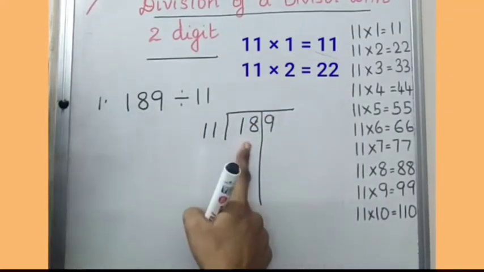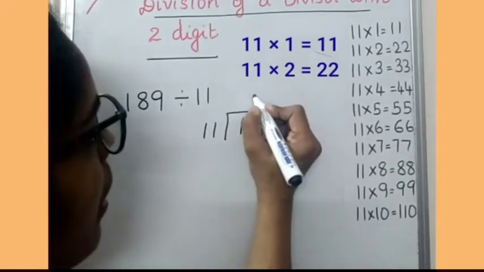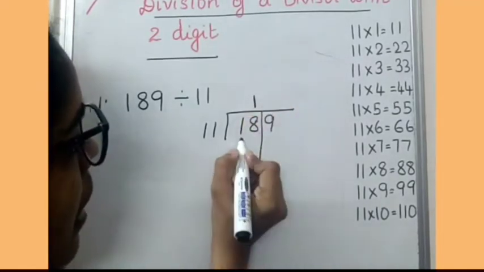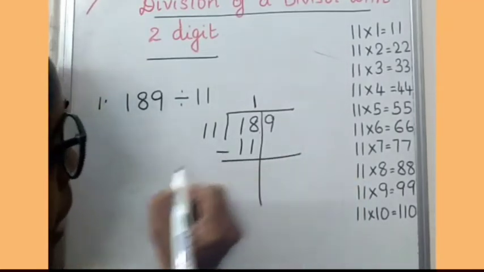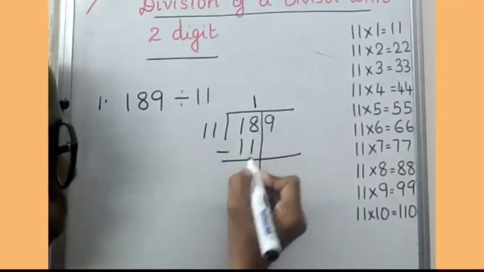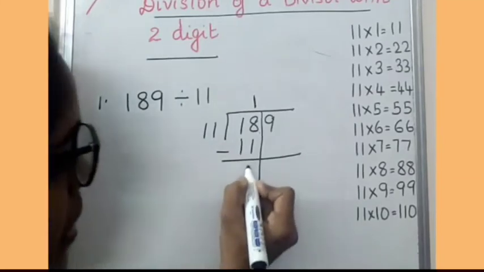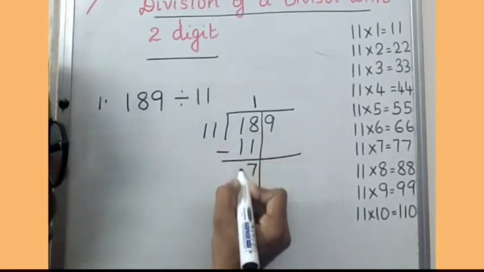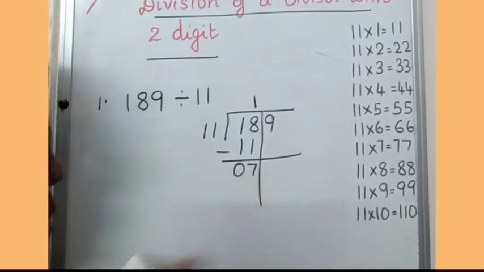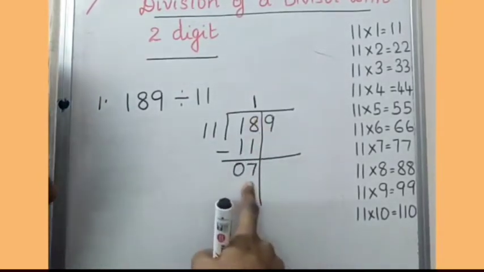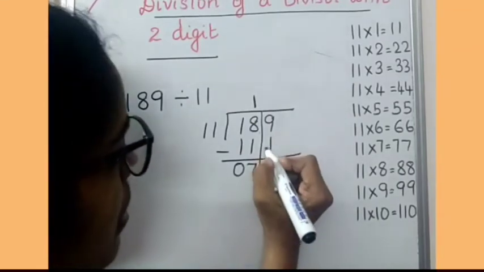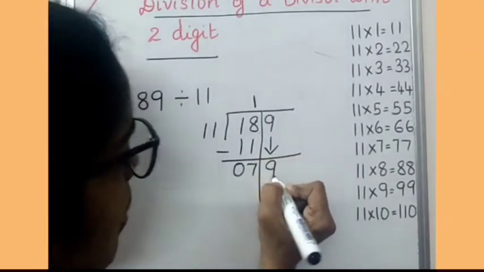2 11s are 22. So 1. I write 1 here, 11. Draw line. Subtract. 8 minus 1, 7. 1 minus 1, 0. Look here. 8 minus 1, 7. Bringing down this 9 here.